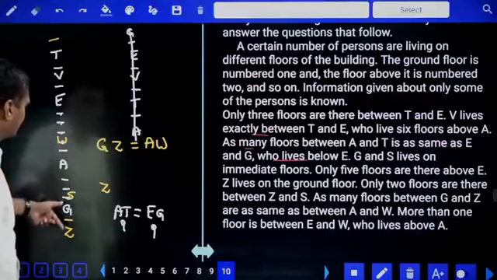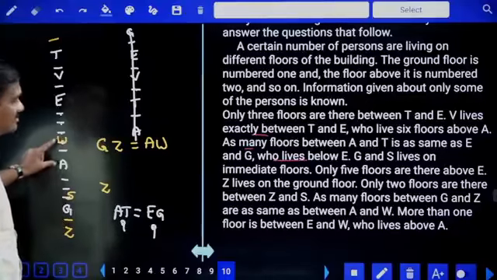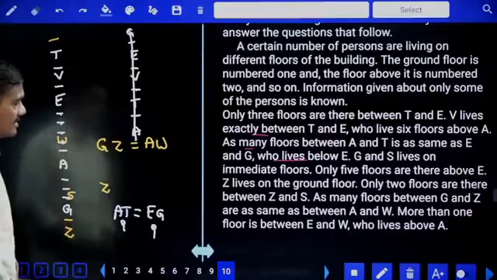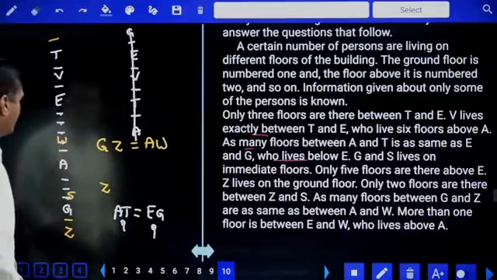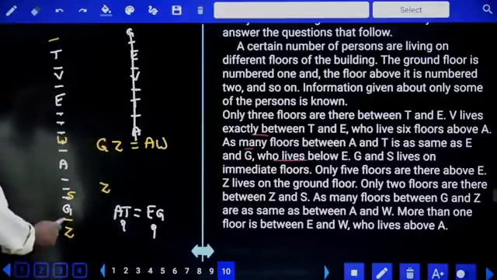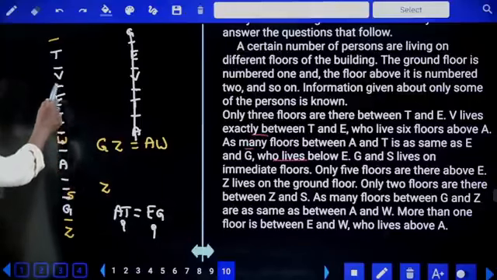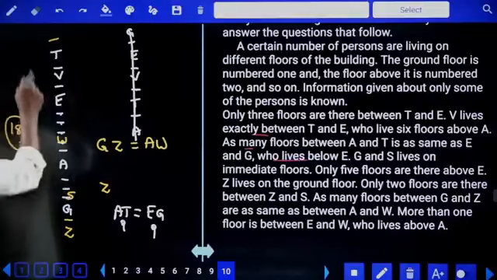Now only 2 floors are there in between Z and S. Z ki S ki మధ్యలో 2 floors and at the same time as many in between G and Z. G ki Z ki మధ్యలో 1 is same as A and W. A ki W ki మధ్యలో 1. Okay, G and Z 1, A and W it is 1. Now W who lives above A. Now this is the final arrangement we have, and all together how many floors we have? 1 2 3 4 5 6 7 8 9 10 11 12 13 14 15 16 17 18. All together there are 18 floors and this is the order.